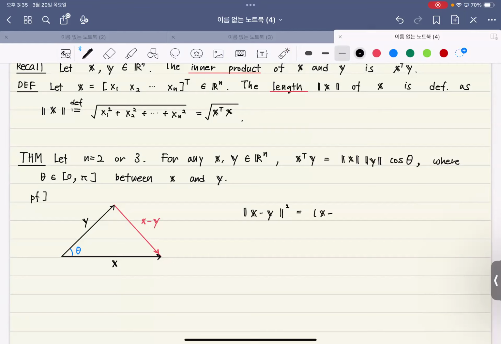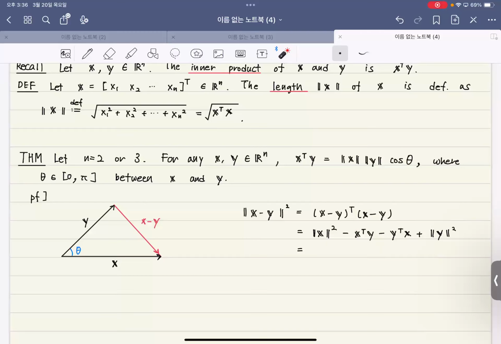This can be computed by taking the inner product of x minus y with x minus y. The inner product is linear, therefore this inner product is the same as the inner product of this and that, this and this, and so on, which consists of 4 terms. So x inner product with x is the length of x squared, minus x transpose y, minus y transpose x, plus the length of y squared. But the inner product is commutative, so x transpose y is the same as y transpose x. So we get the length of x squared minus 2 times x transpose y plus the length of y squared.